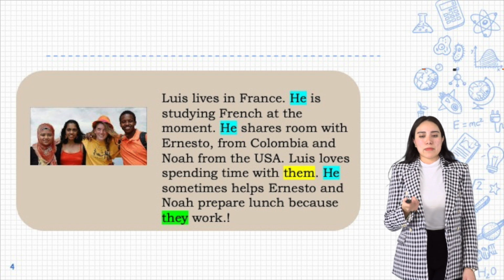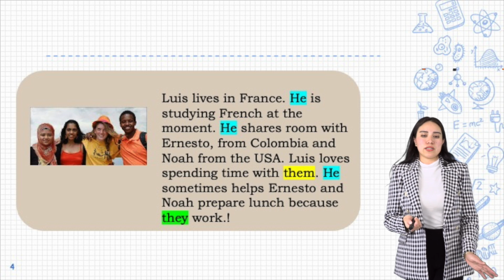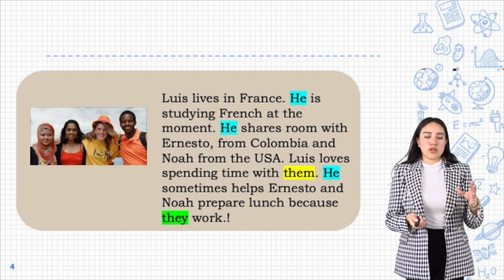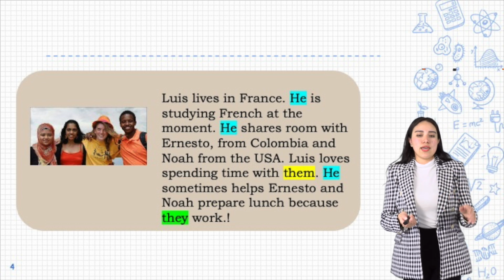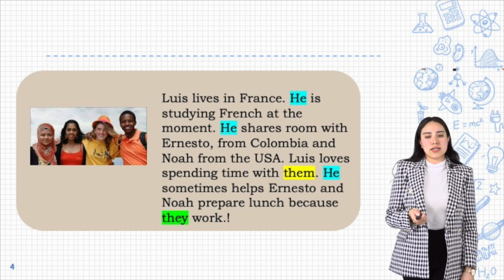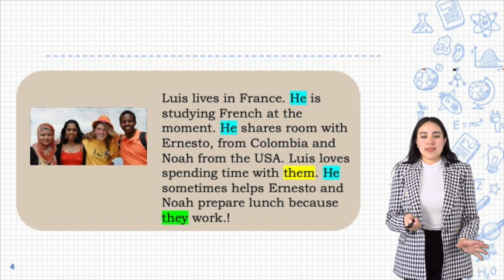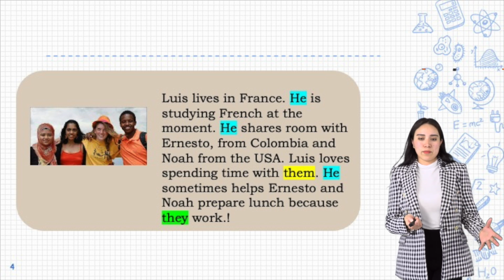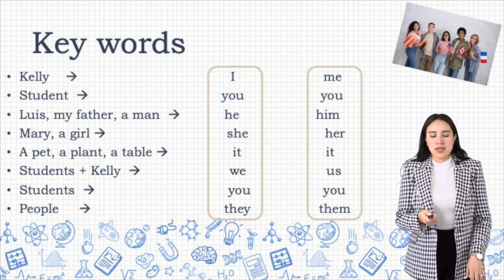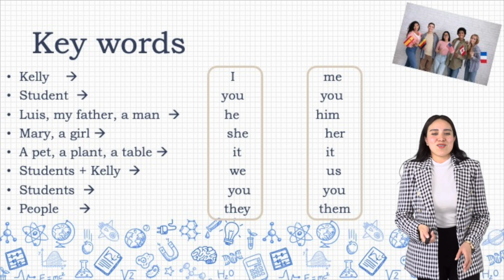We're gonna use this word "them" because in this case we have "Luis loves spending time with them." In this case they are receiving the action and we are going to use this kind of words. And what happened with the following sentence? "He sometimes helps Ernesto and Noah prepare lunch because they work." In this case they are doing an activity, they are doing an action. So for that we're going to use these kind of words. So we're going to check these keywords.